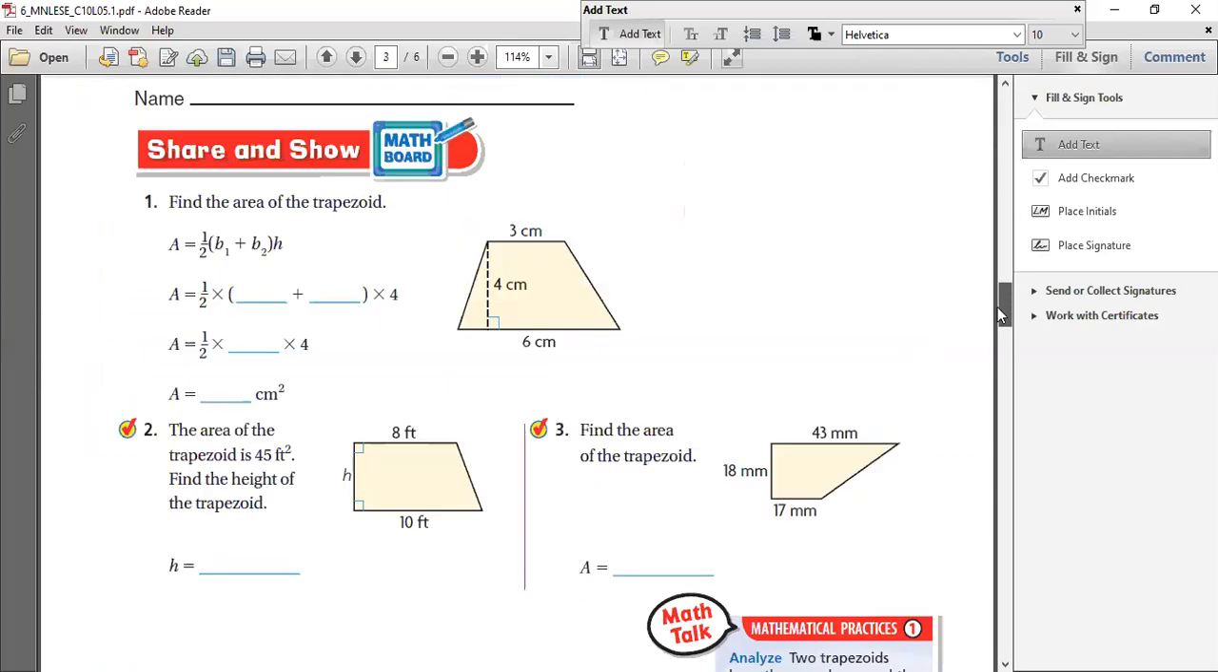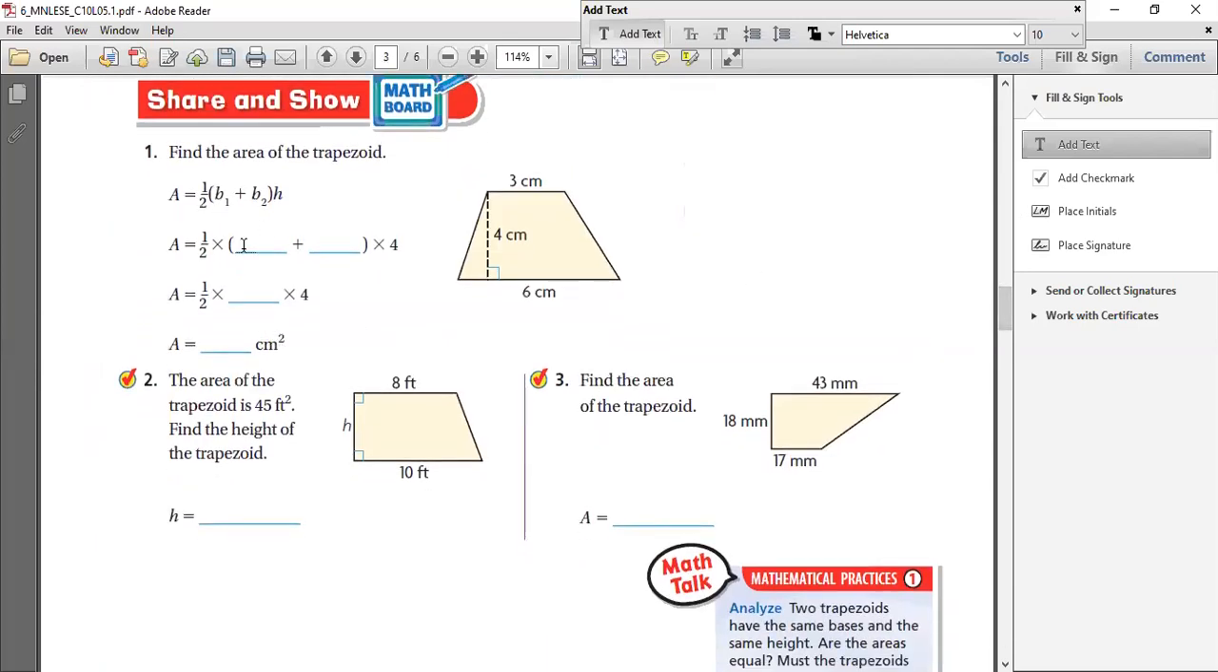So this is how you need to be finding the area of trapezoids. Okay, so let's move on to question number 1. Let's do it fast. You can do it before me, I'm sure. Base 1 is 3 and base 2 is 6. So 6 plus 3, always solve what's inside the parenthesis first, gives you 9. Now, which is easy for us to calculate? Half of 4 is 2. So 2 multiplied by 9 is going to give you 18 square centimeters.